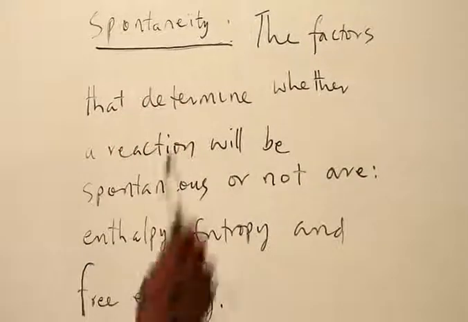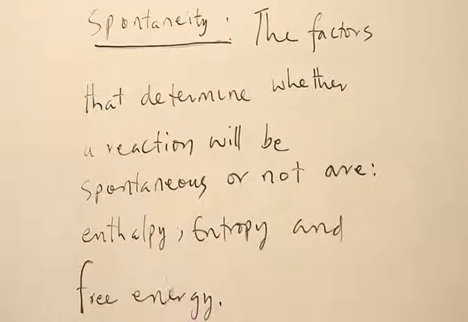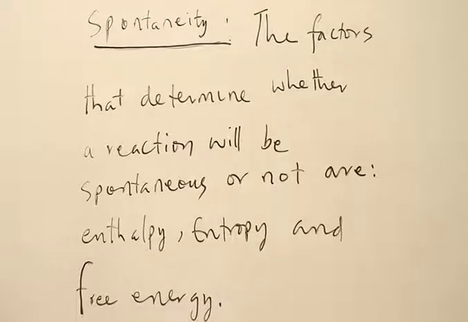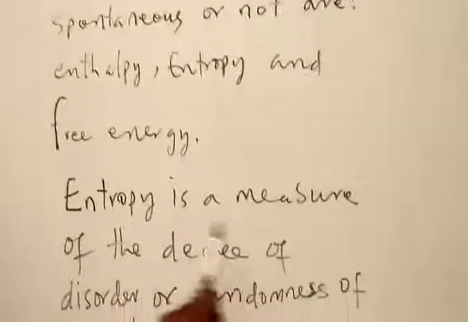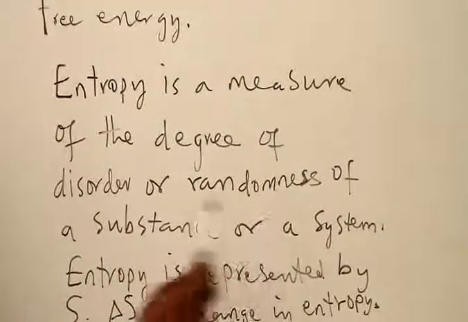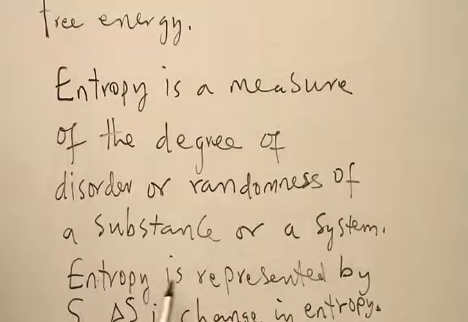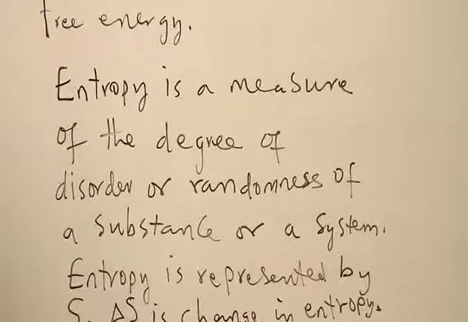Spontaneity. The factors that determine whether a reaction will be spontaneous or not are enthalpy, entropy, and free energy. Entropy is a measure of the degree of disorder or randomness of a substance or a system. Entropy is represented by S. Delta S is change in entropy.